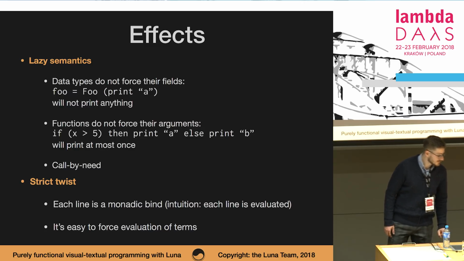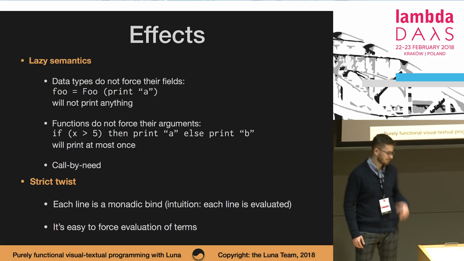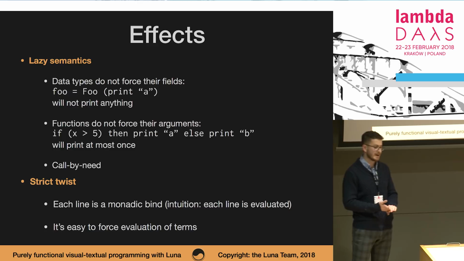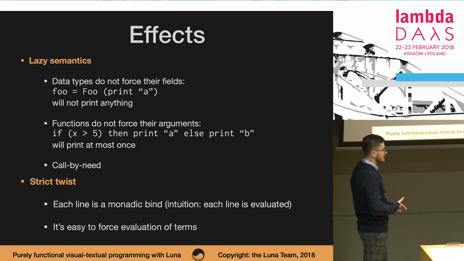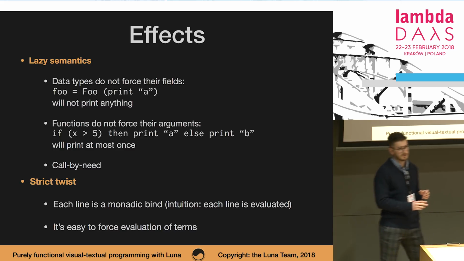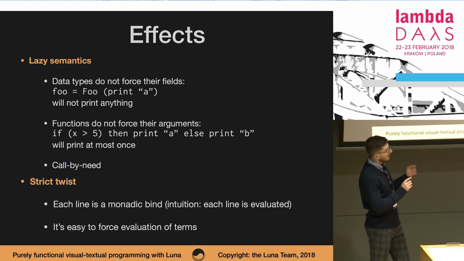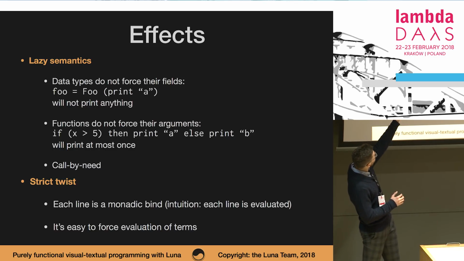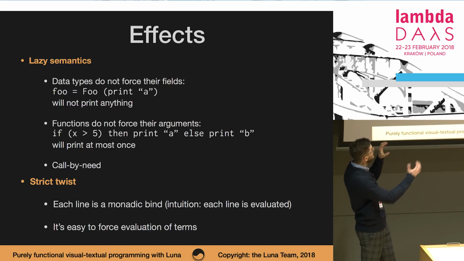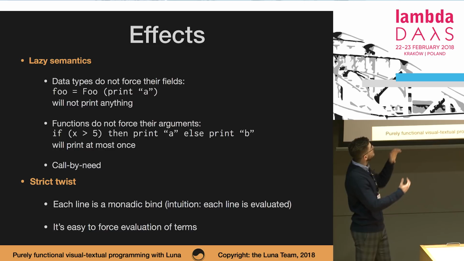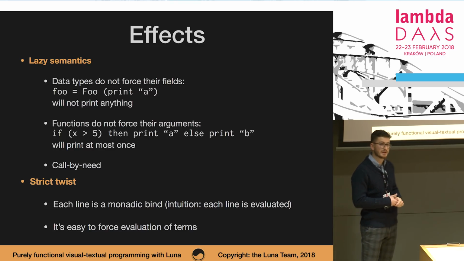So first of all, we really like laziness. We think it's cool. It allows you to write beautiful and elegant abstractions, just like, well, think laziness in Haskell. So, for example, the data types are lazy with respect to their fields. So if you see the Foo data type here, it takes something that, well, it's an I/O action, but in this line, it will not print anything because it's lazy, it's a thunk.